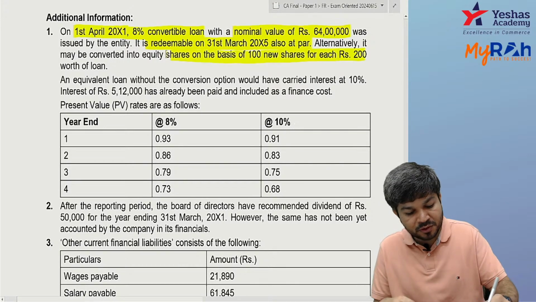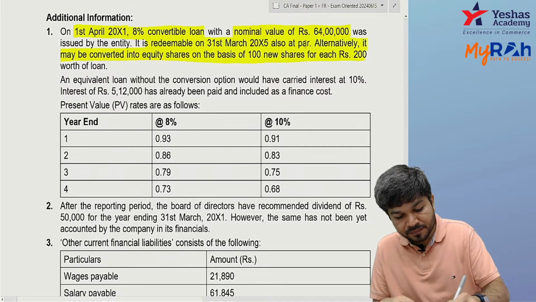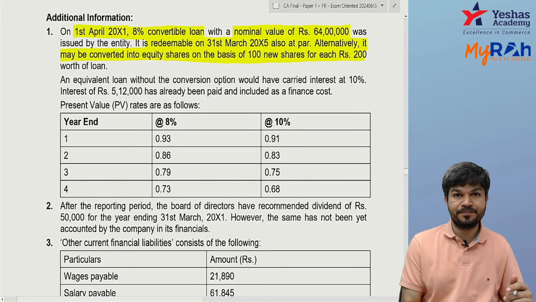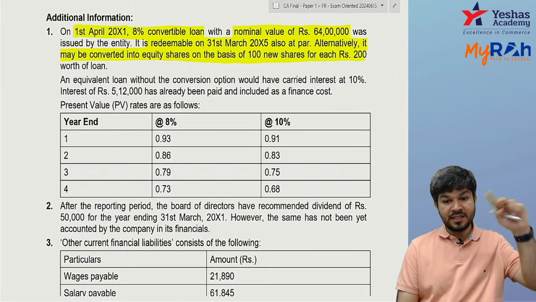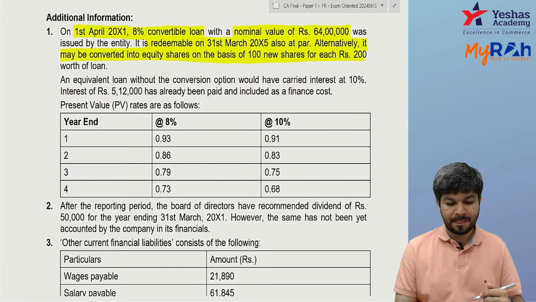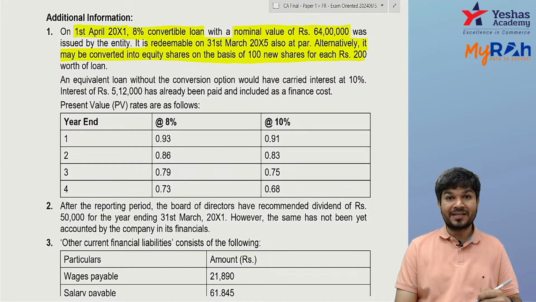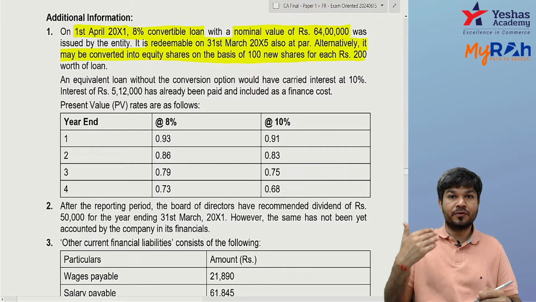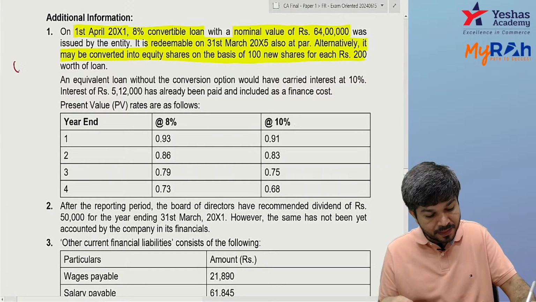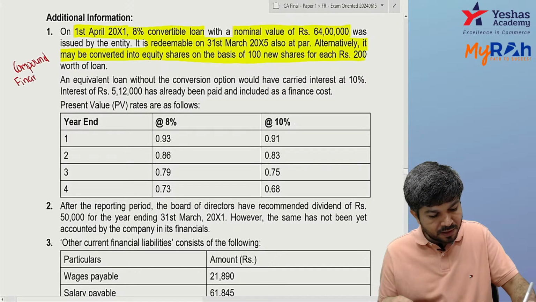Can anyone tell me how many total shares are to be issued? 100 shares for each 200 rupee worth of loan. For a 64 lakh rupee loan, can I say 32 lakh shares to be given? So either the holder can go for cash or the holder can go for shares. Can I say it's a compound financial instrument? It is a compound financial instrument. It should be split between liability component and equity component.